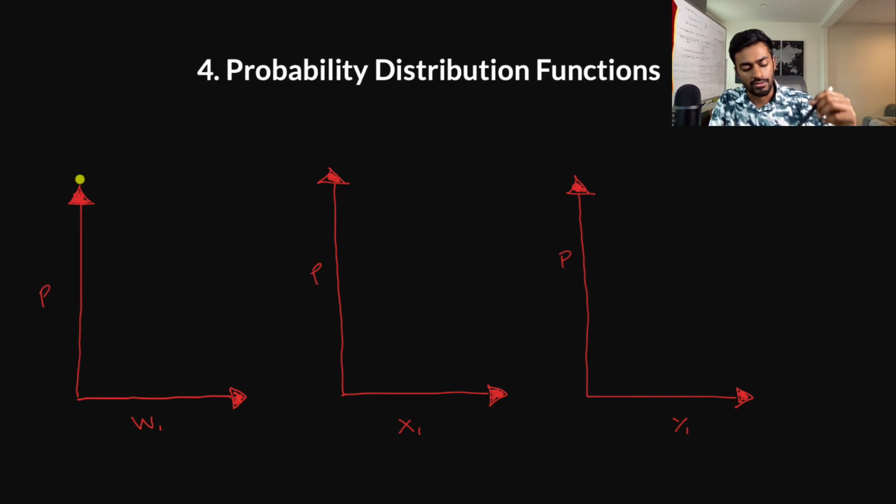So here I've drawn 3 graphs where the x-axis is going to be a set of values that a random variable can take, and the y-axis is going to be some representation of probability. A probability distribution function maps one to the other, where the inputs are the x-axes and the outputs are these y-axes. Now, let's look at a few examples based on the case study that we've been discussing so far.